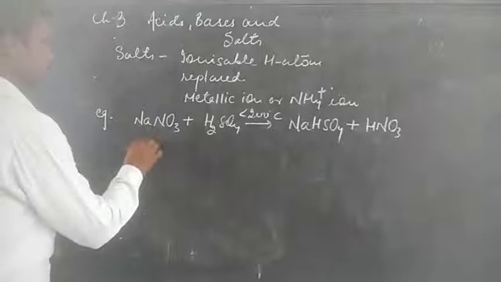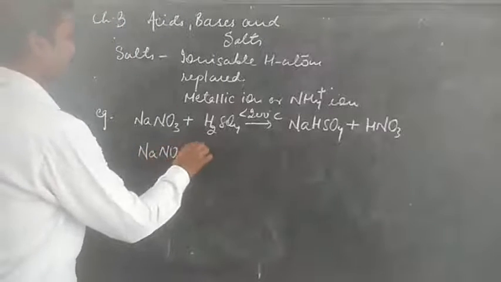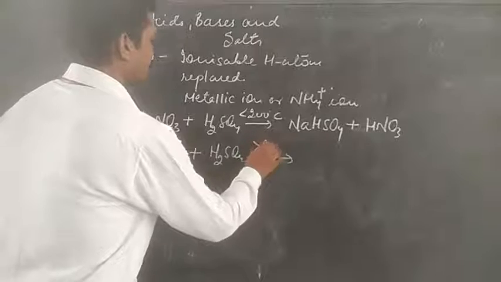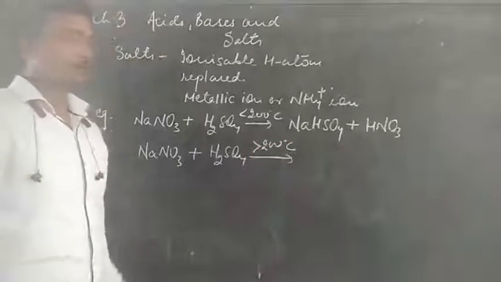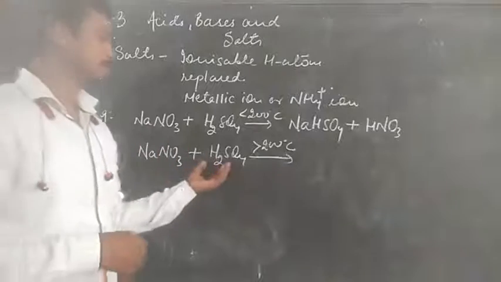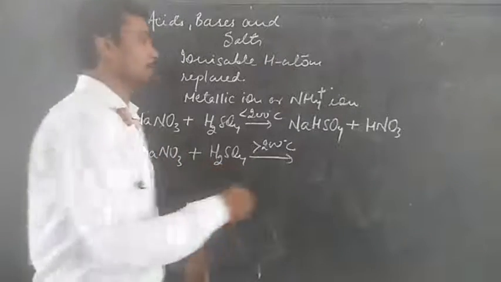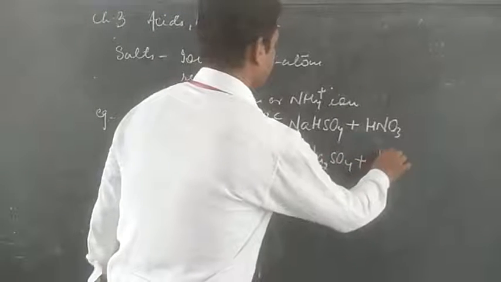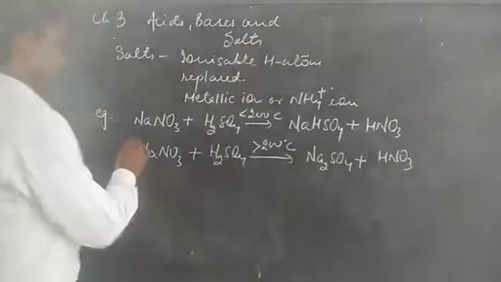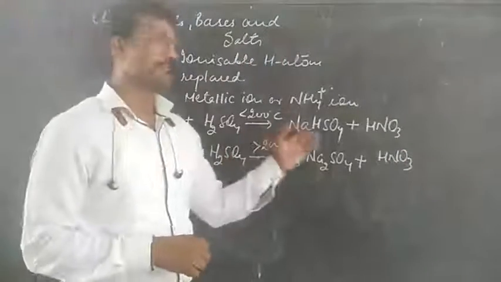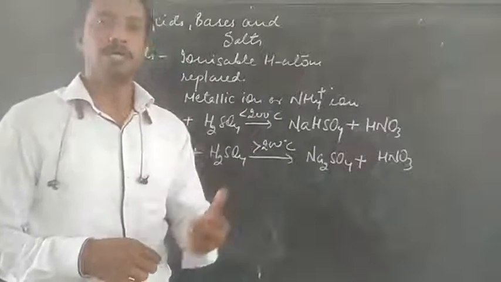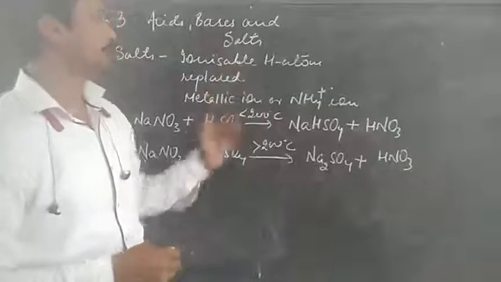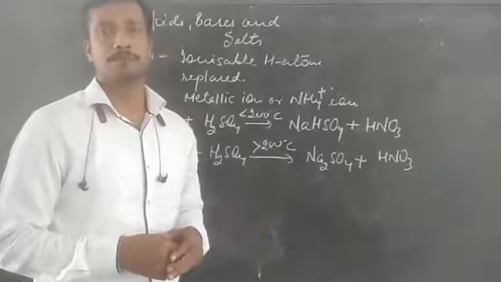We can also see an example where there will be complete replacement. When the temperature is increased to more than 200 degrees Celsius, there will be complete replacement of this hydrogen atom to form a salt Na2SO4, that is sodium sulfate, plus HNO3. So in both cases we find salt is formed either by partial replacement or complete replacement of hydrogen atom. So this is the main definition we find for salt.